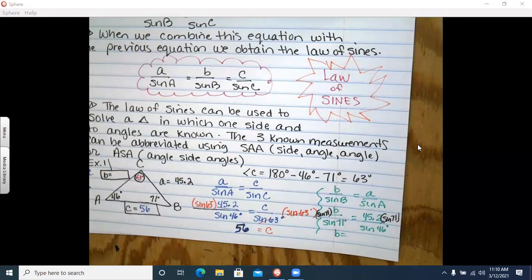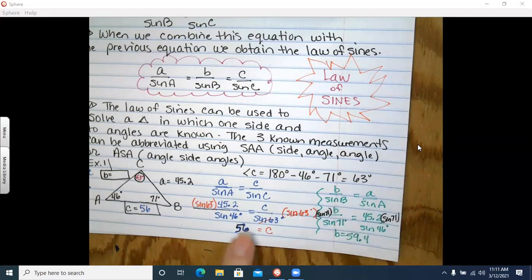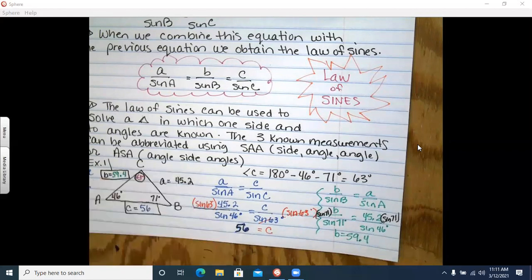If you round to the nearest tenth place, what'd y'all get? 59.4, that's what I got. On the last one, I rounded to the nearest tenth place, it just popped it up to 56. But on this one, the nearest tenth place, it's 59.4. Have I found every angle and every leg of my triangle? Heck yeah.